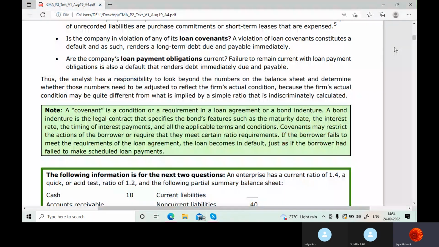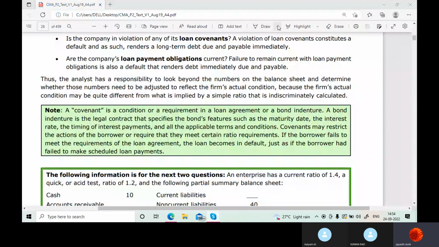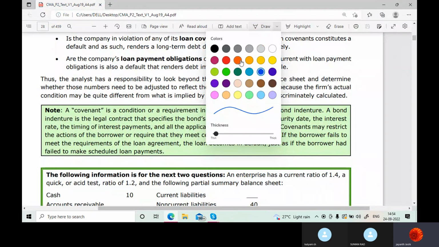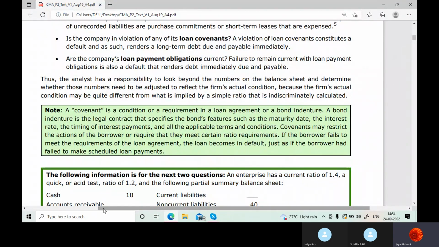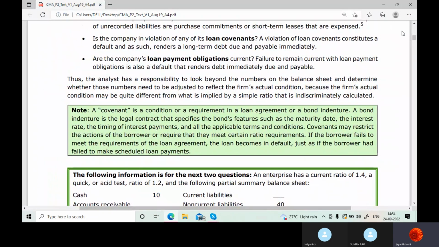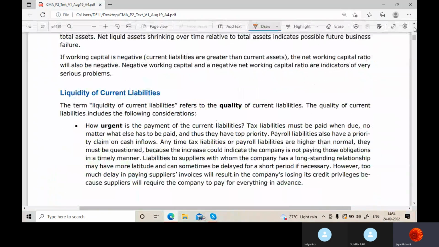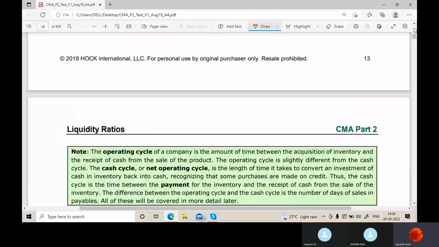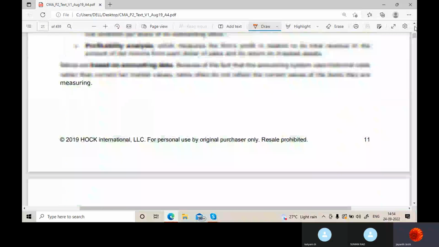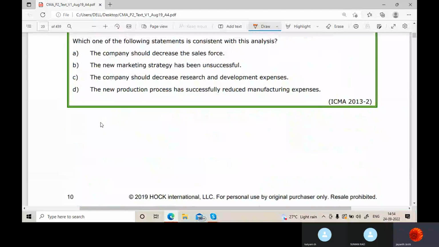Okay, so in the previous session we discussed the current ratio, quick ratio, and the cash ratio. You have done some questions even, but you came across one concept of working capital. So I'll just clarify what that working capital is.